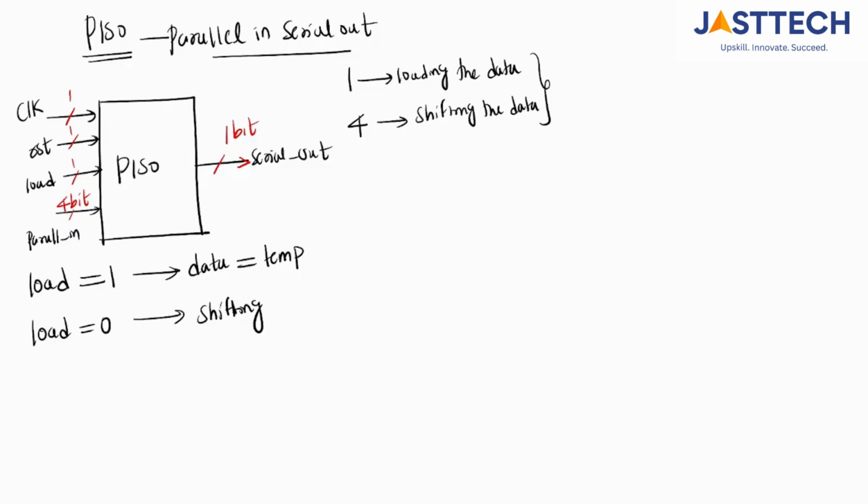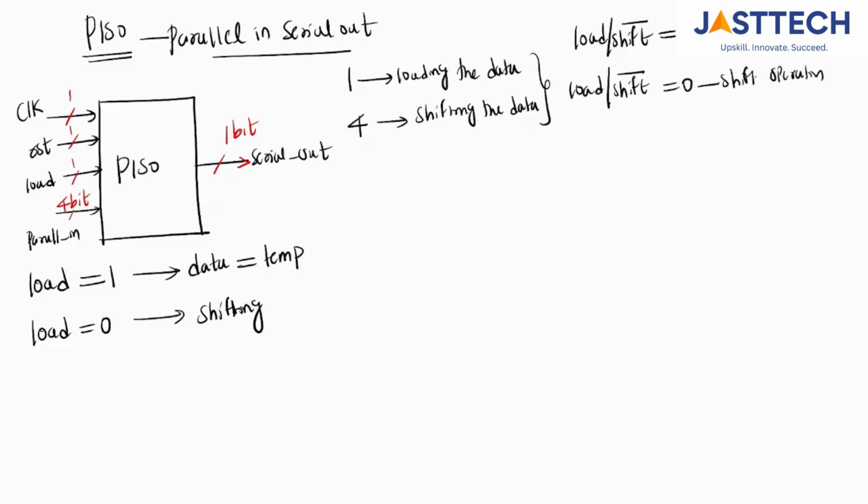So there is a pin called load by shift bar. When load by shift bar is equal to 1, it will do the load operation, and when load by shift bar is equal to 0, it will do the shift operation. Okay, so how are you doing the shift operation?